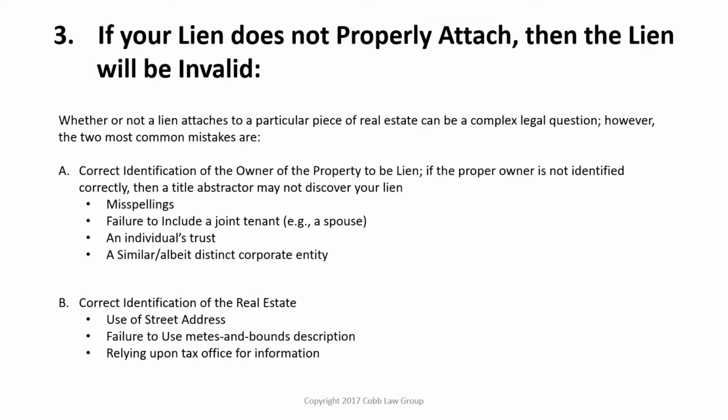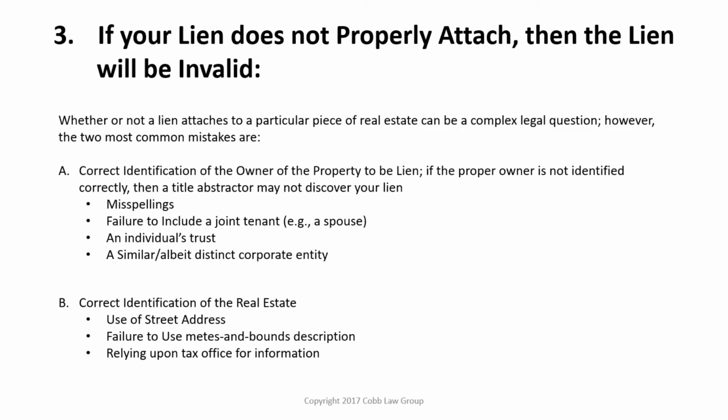The first one is correct identification of the owner. If the owner is not identified correctly, then the title abstractor may not discover your lien, and that's a big deal. When you file a lien, you want to prevent the property from changing hands. You want to be ahead of any future creditor or lender to the owner of the property, so you want that lien to pop up. That way you basically get paid before those events occur.